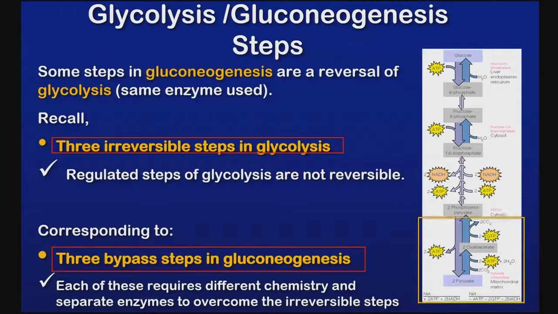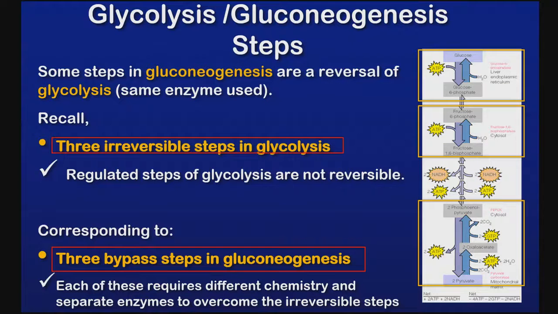Now, in order for them to reverse, let's put it that way, it takes completely different chemistry, completely different enzymes involved with those three steps, and we'll call those bypasses, okay? So those are the three we're really going to emphasize, because you need a completely different enzyme in order to reverse those reactions, okay?